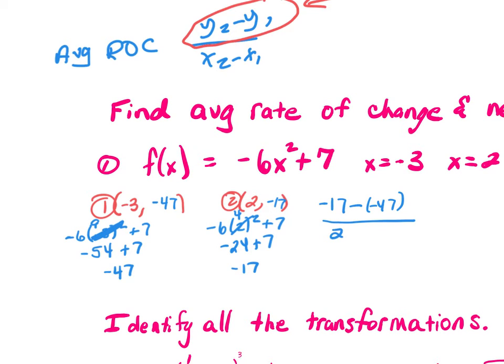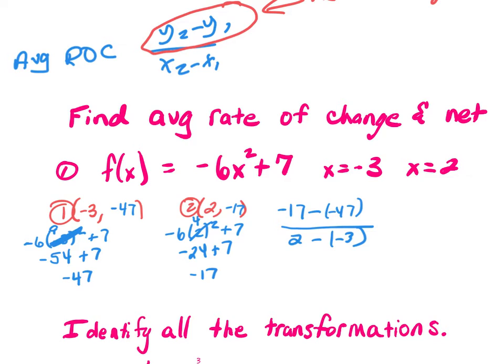Over 2 minus -3. A lot of you on your quiz messed up on signs here. When I have two negatives, what does that give me? A positive. So it's -17 plus 47. It's 47 minus 17. What does that give me? 47 minus 17: 7 minus 7 is 0, 4 minus 1 is 3, right? So 30. Sorry, that's okay. So 30. And then 2 minus a negative means 2 plus 3, which is 5.